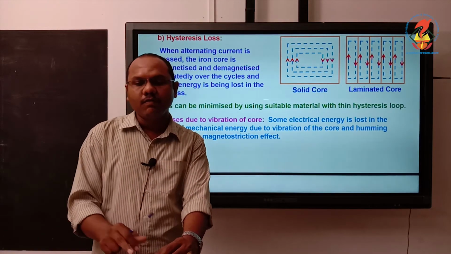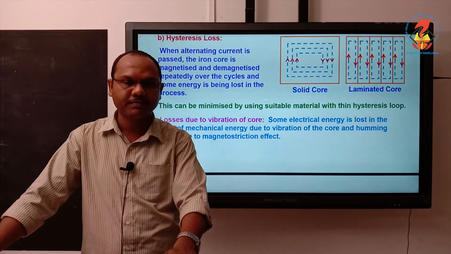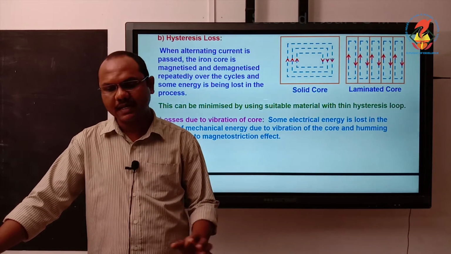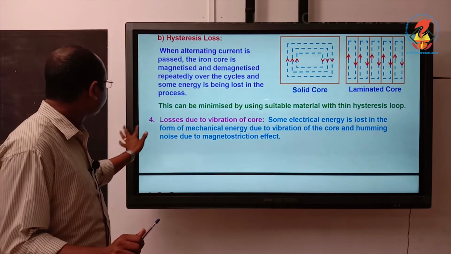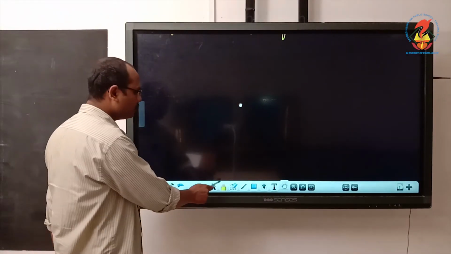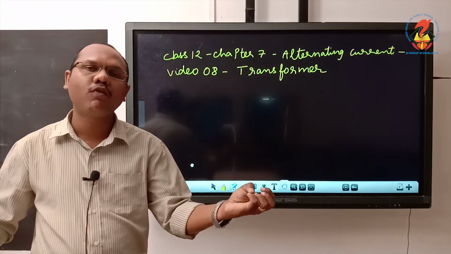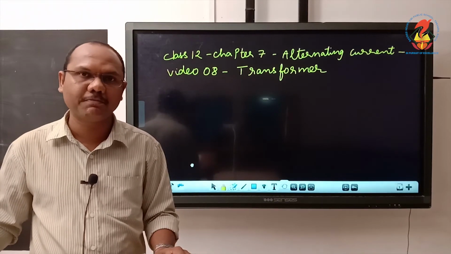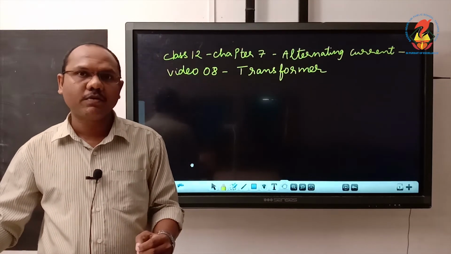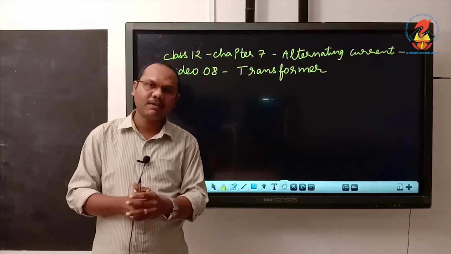Now, we mainly use the transformer for long distance power transmission. Why do we use a transformer for long distance power transmission? Energy cannot be transmitted in the form that it is generated in the power station, because it has to travel kilometers and kilometers. So it cannot be transmitted in the usual generated form.